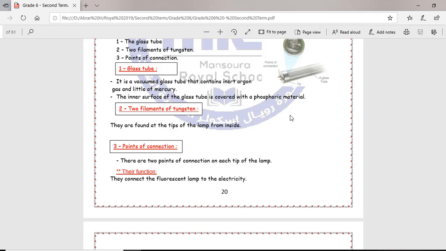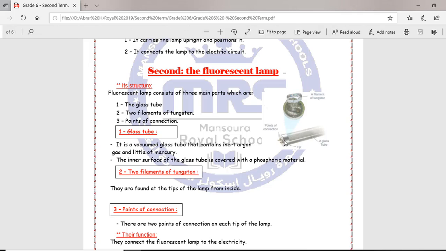What is the function of the points of connection? Is to connect the fluorescent lamp to the electricity. So we have here the fluorescent lamp consists of 3 main parts, which are the glass tube, 2 filaments of tungsten, and points of connection, and we talked about each of them.